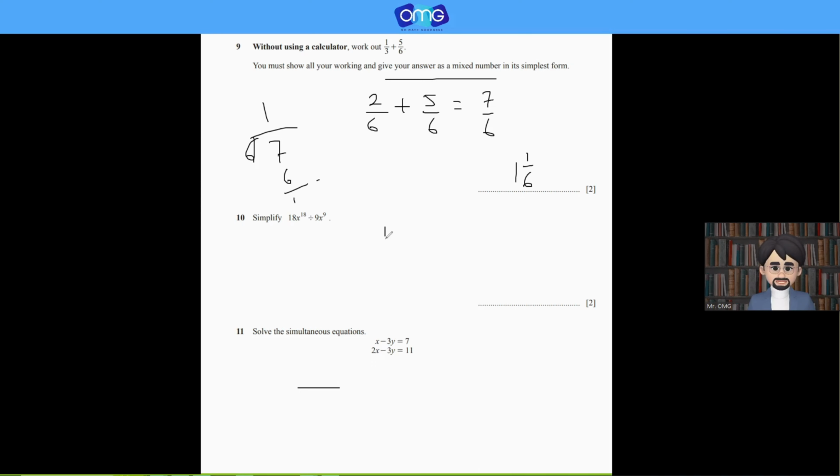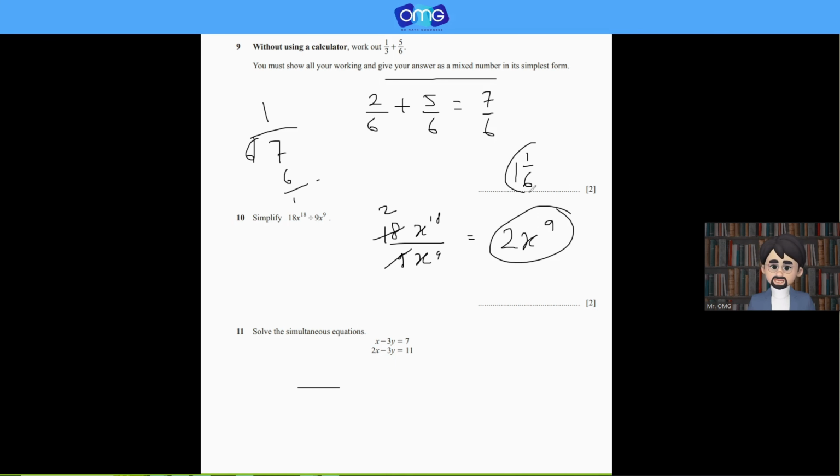And this divided by that: 18x to the power of 18 over 9x to the power of 9. So cross out this 2, and this x to the power of 18 and this 9. So 2x to the power of 9 is the answer.